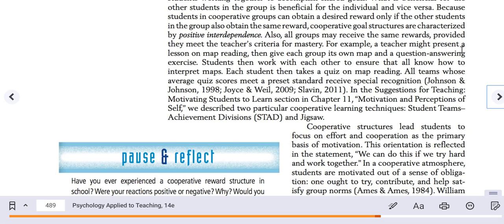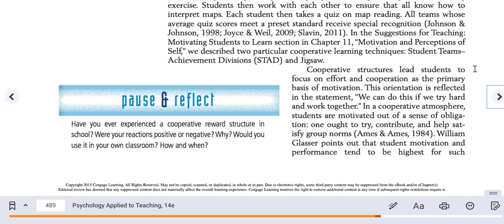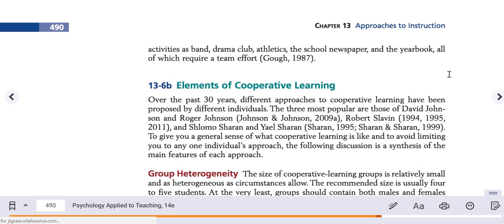Cooperative structures lead students to focus on effort and cooperation as the primary basis of motivation. This orientation is reflected in the statement, "We can do this if we try hard and work together." In a cooperative atmosphere, students are motivated out of a sense of obligation. One ought to try, contribute, and help satisfy group norms. Glasser points out that student motivation and performance tend to be highest for such activities as band, drama club, athletics, the school newspaper, and the yearbook, all of which require a team effort.